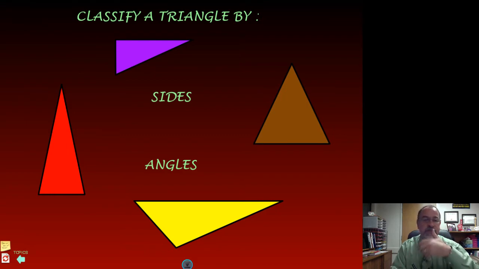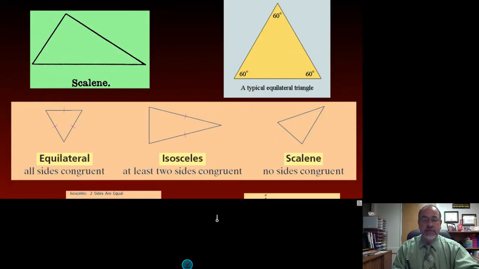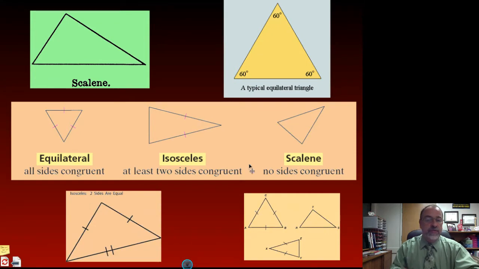In other words, they all have different sizes, different shapes, different angle measurements, and we can classify these by looking either at the sides or by looking at the angles. So we're going to look at both ways here, and we're going to start with classifying by side. When you're asked to classify a triangle, we're going to look at the lengths of the sides. The lengths of the sides determine the classification, and these are the three vocabulary words that you'll need to know.